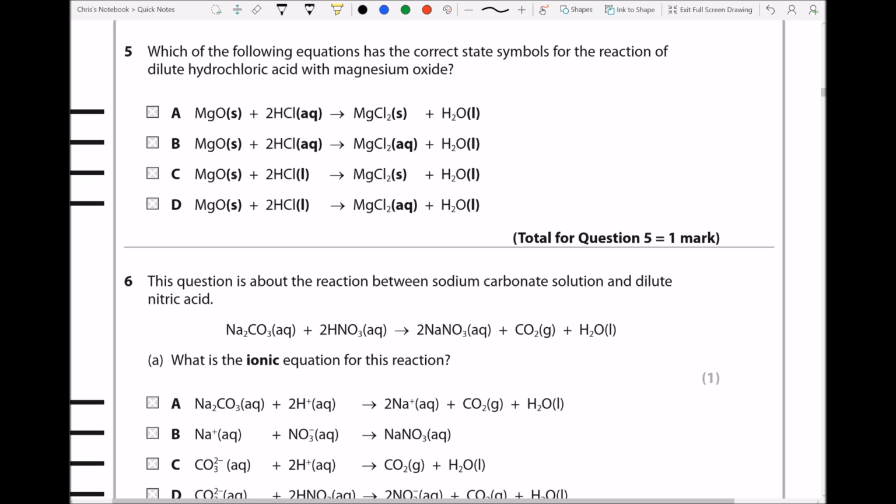We can discount C and D straight away because acids are aqueous. They have H+ ions which dissociate in water in solution, so they're always aqueous. So that's these two, which is A and B. And then we need to try and whittle down what we've got. Now, the only difference here is the magnesium chloride bit. All the other state symbols are the same between them two. Magnesium chloride is soluble. It forms a solution. So the answer is aqueous. So the answer is B here. And obviously you form water as well. It's not a precipitation reaction. So this one is B.